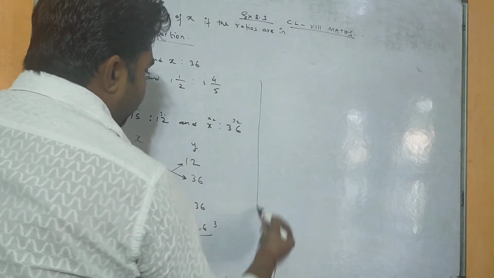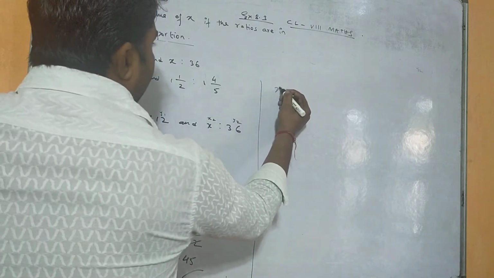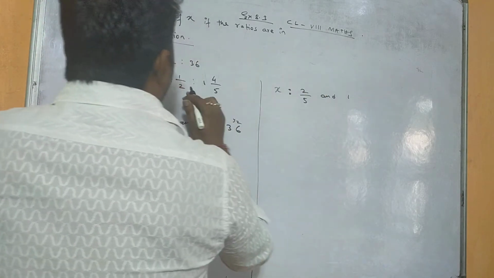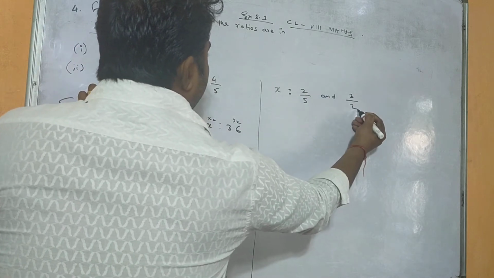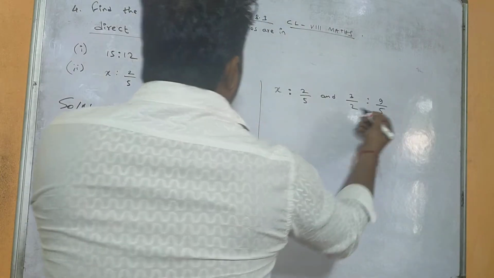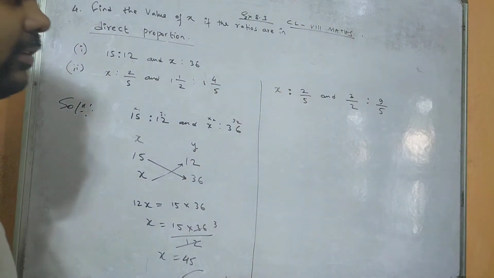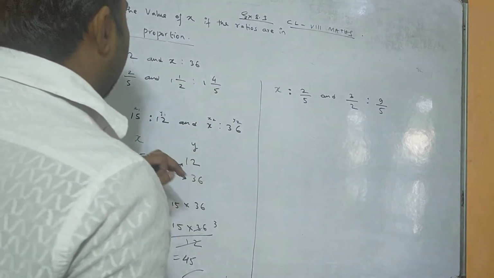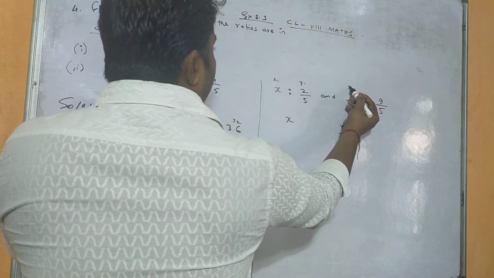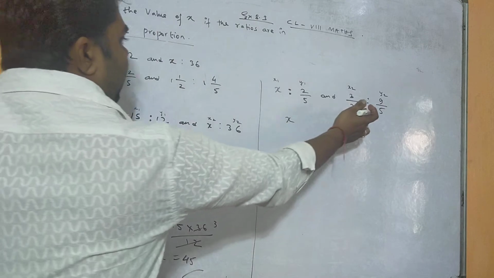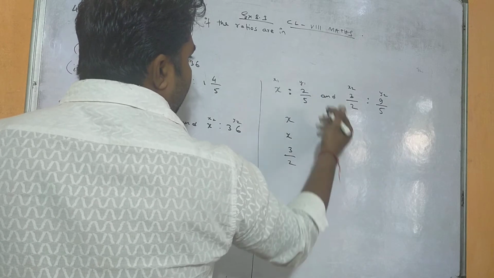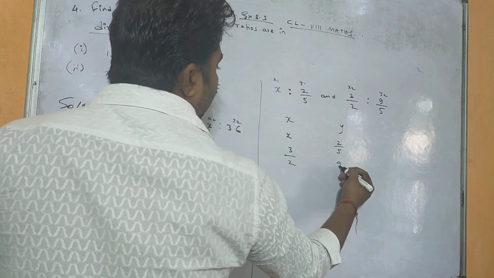Now, if you see for the same question, what we have, x is to 2 by 5 and 1 1 by 2, that means this can be written as 3 by 2. Mixed fraction I have changed to improper fraction. Similarly here, this can be written as 9 by 5. 5 times 1 is 5, 5 plus 4, that is 9 by 5, right? Again, this question is of direct proportion, so I need to write here x and this is y. This is x1 y1, this is x2 y2. The values x1 and x2 to be written here, 3 by 2, right? Similarly, in the y column, we have to write y1 and y2.